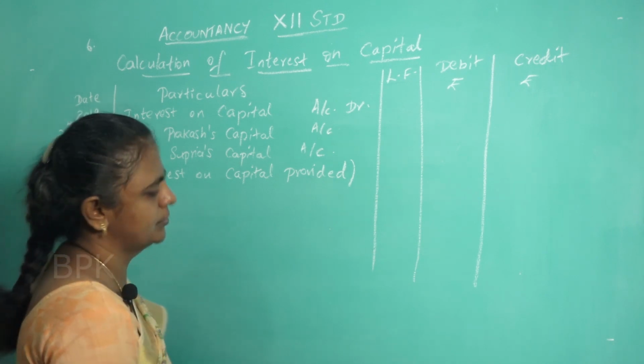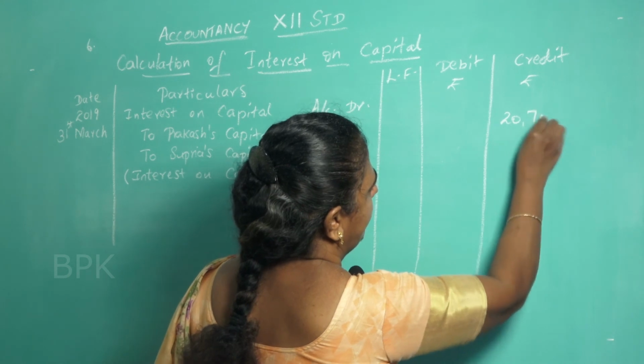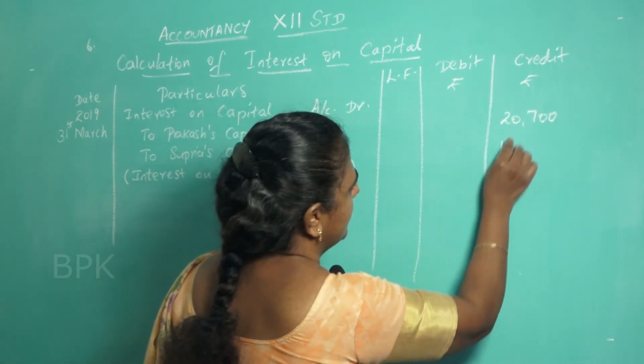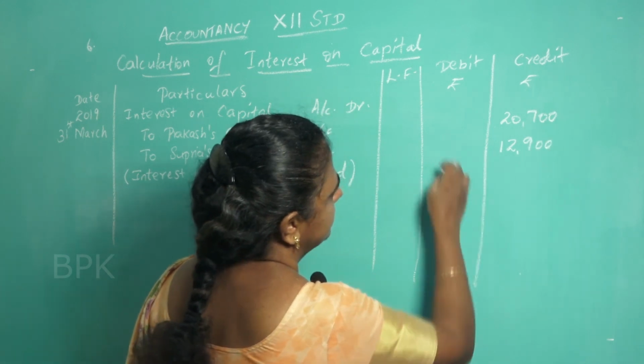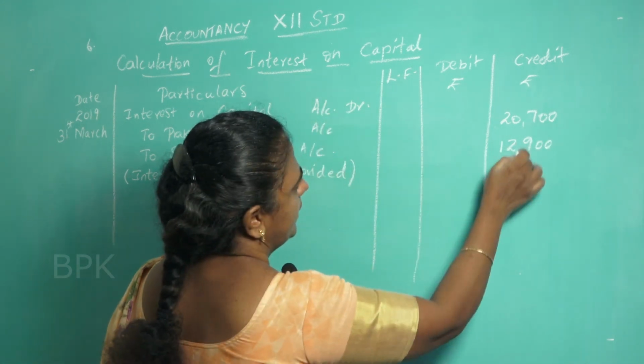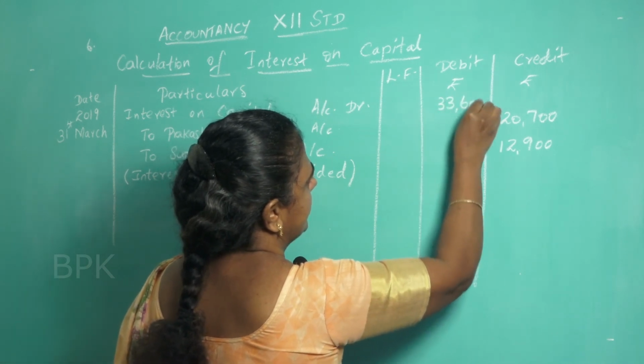Okay. For Prakash, what is the amount? For Prakash, it is 20,700. For Supriya, it is 12,900. So you add both, that will give you 33,600.